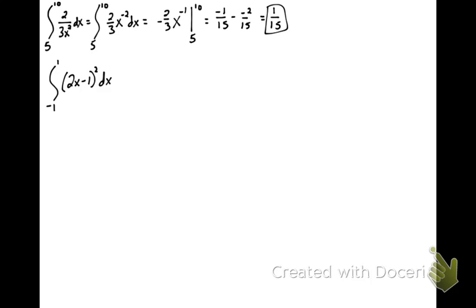And we have the integral from negative 1 to 1 of (2x minus 1) squared dx. We can do this using u substitution, or we could try to unpack the chain rule ourselves, and so I'm going to try and unpack the chain rule myself. I know that (2x minus 1) squared must have come from (2x minus 1) cubed.